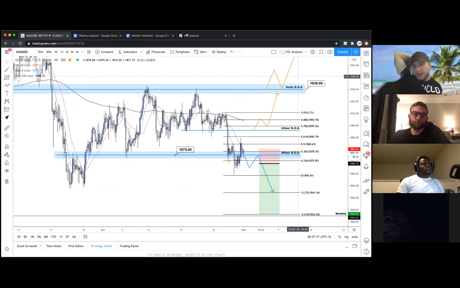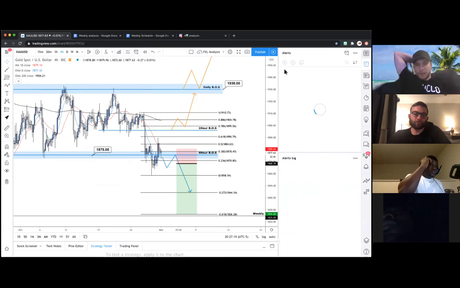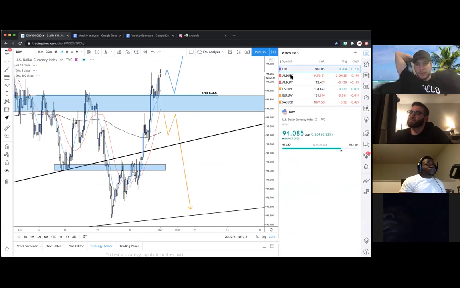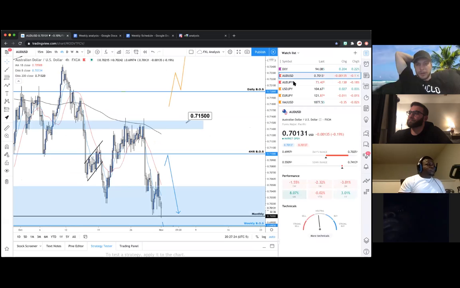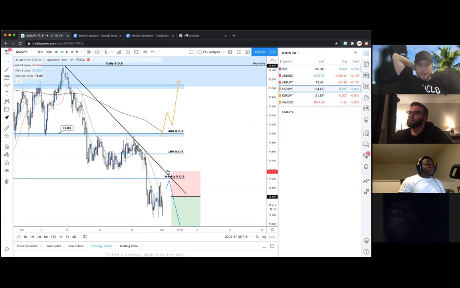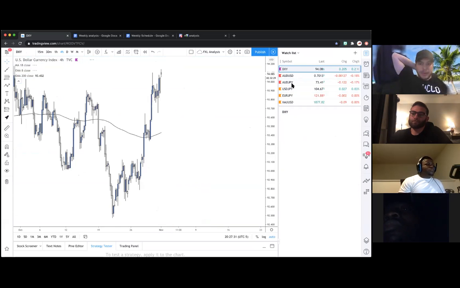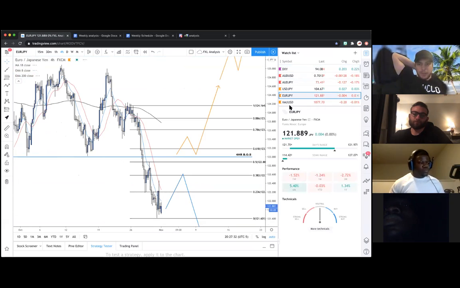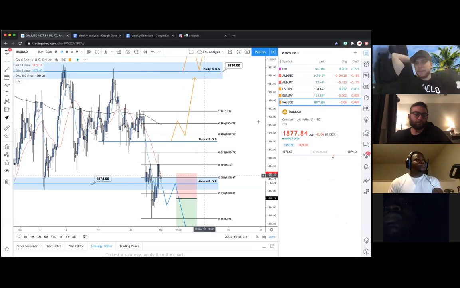All right, so those are the pairs I prepared for you guys. Quick recap: DXY looking bullish, AU looking bearish, AJ bearish, UJ could be bullish if it's in line with DXY. We'll see. EJ looking bearish, gold bearish as well.